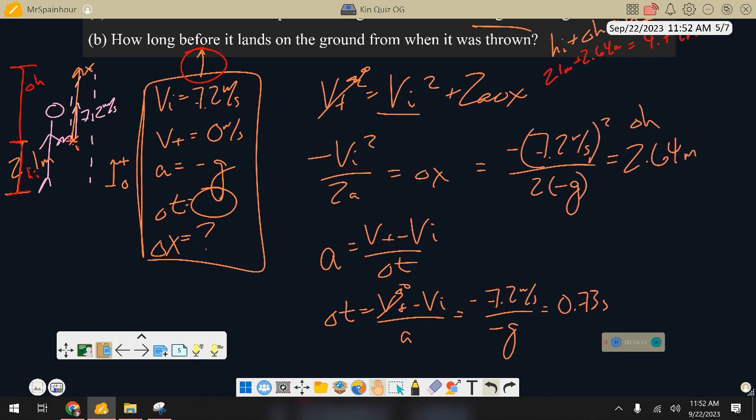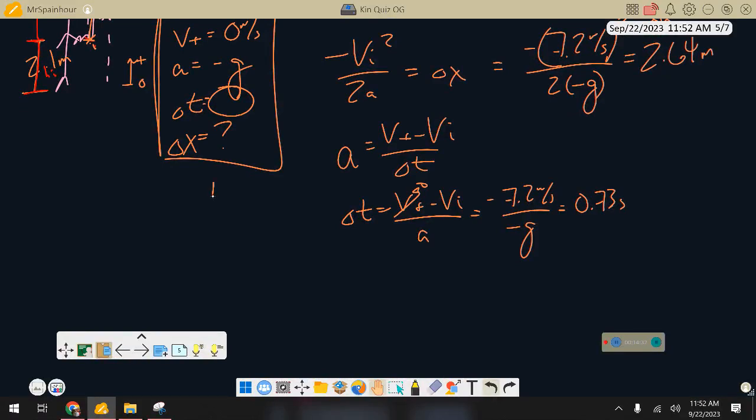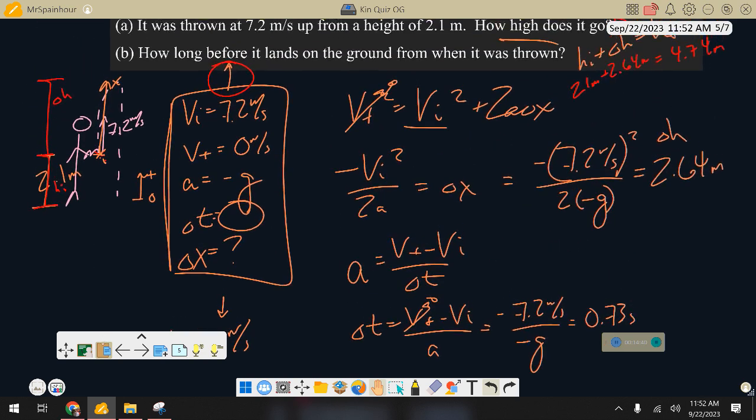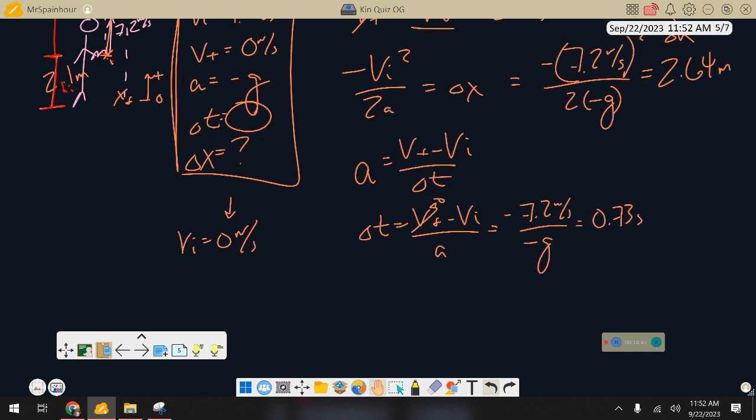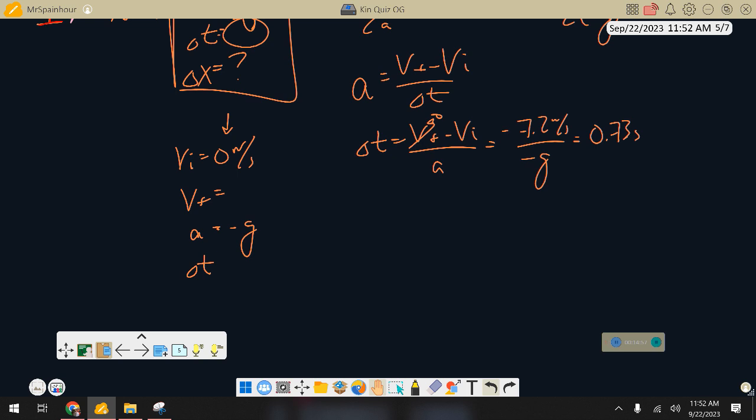Okay, then what you're going to have to do, because that's not the total time, is worry about what happens when it's going down. The initial velocity going down is 0 meters per second, because we are now going from the top down. So that is my new initial. That's my new final. I don't know how fast it hits the ground. I still know that acceleration is negative g. There's the time I'm looking for. And because of solving the previous problem, I know that the total displacement is negative 4.74.